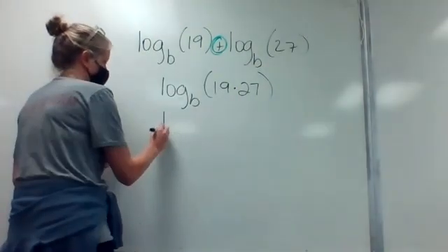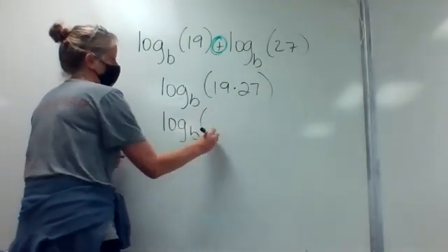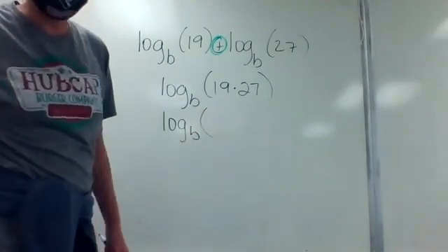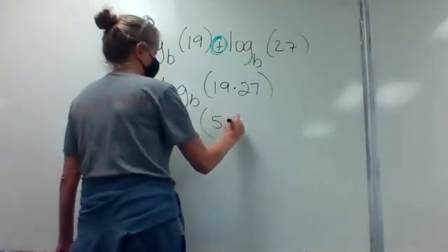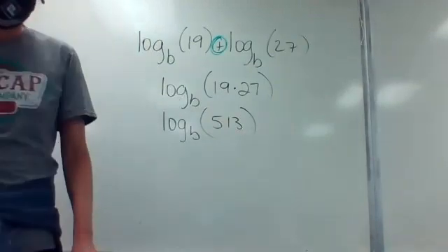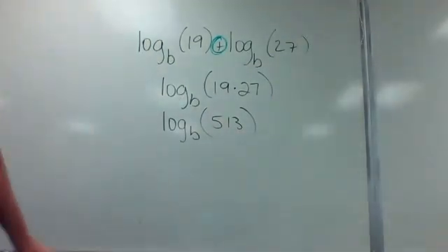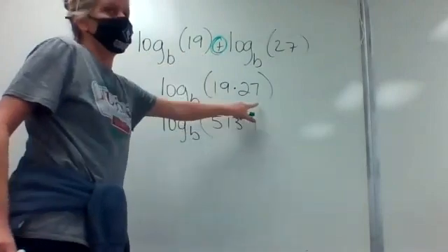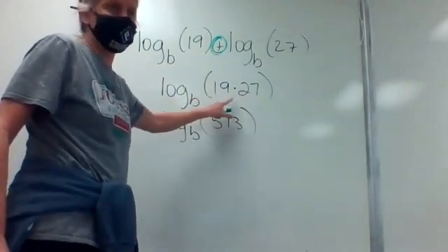So log base B of, when you multiply that together, you get 513. So the sum turns into the product.